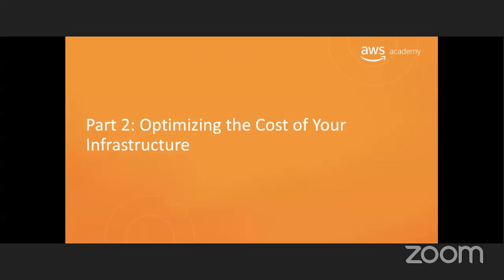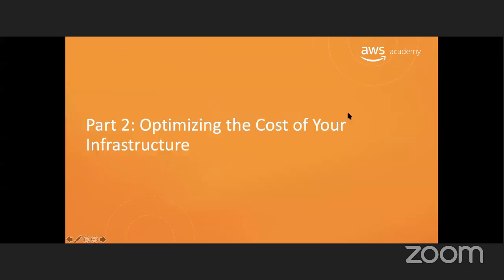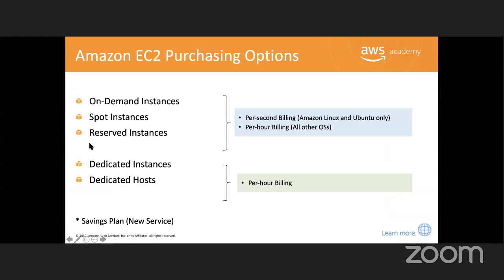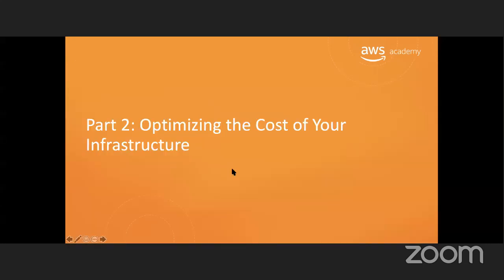So, optimizing the cost of your infrastructure, part 2. This is something that you already know, guys. You get hands-on experience with AWS Cloud Services. We use 12 months for the free tier account, right? And of course, the free tier account has certain limits. So use other free options like the AWS free tier eligible software and AWS free tier non-expiring offers. This is something that you can see as well, right?